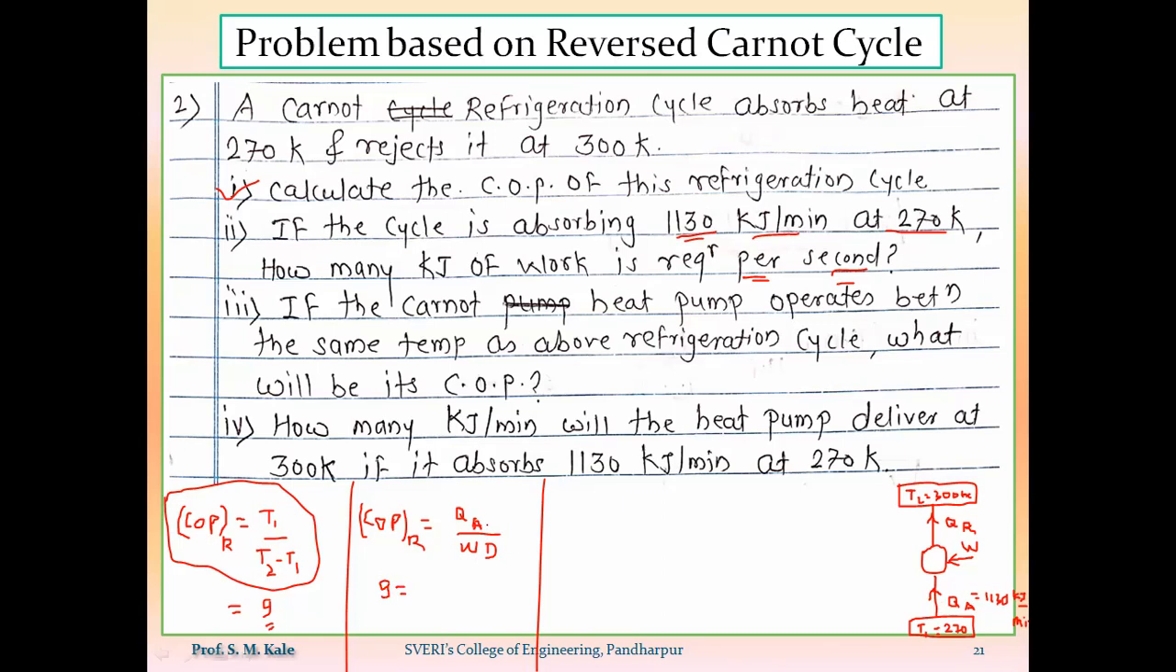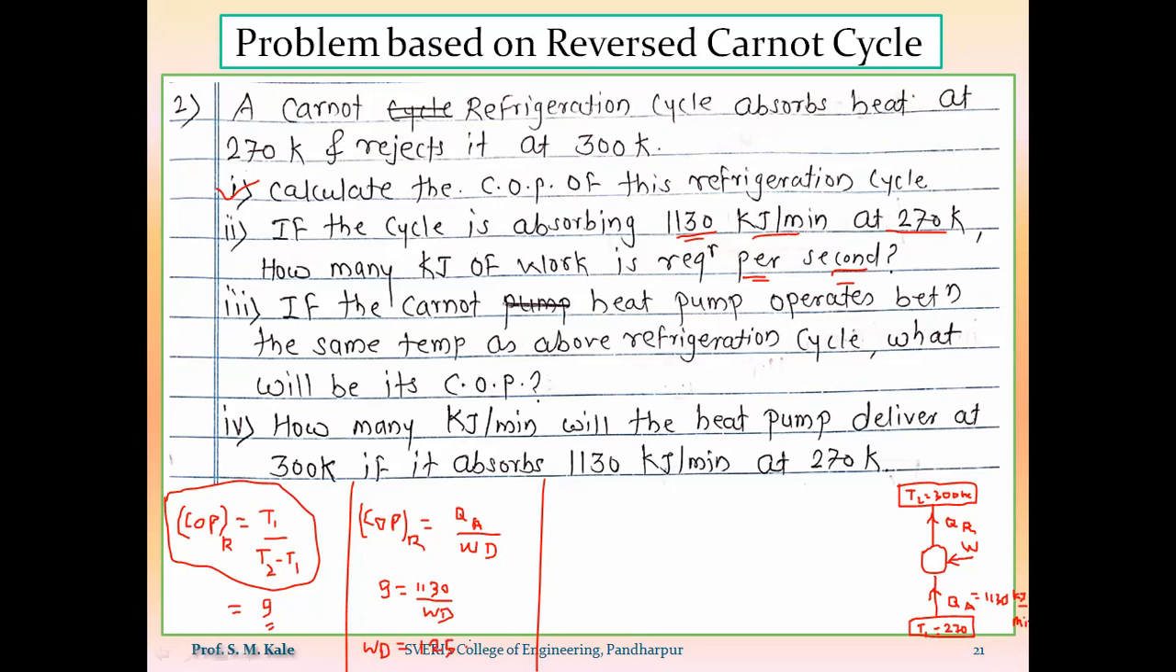What is the value of QA? 1130 kilojoule per minute. So based on this, I will get the value of work done. What will be the value of work done? So solve this equation. So 1130 divided by 9. What is that answer? 125.5.